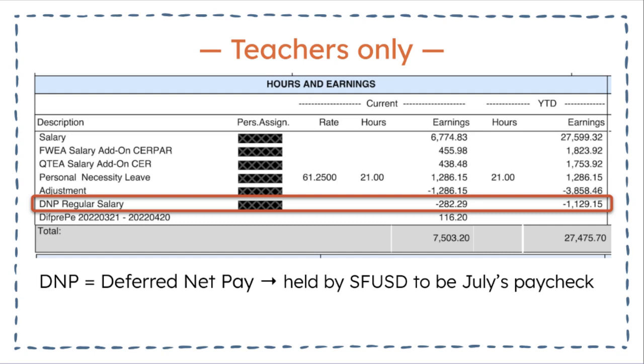For a teacher that stays the full school year, this means 11 months of earnings get reported to CalSTRS. But in order to issue 12 paychecks to teachers, as part of a union negotiation to make sure teachers still get a paycheck in July, SFUSD had to apply a new method called Deferred Net Pay, or DNP. DNP is a small amount that's withheld from each paycheck each month, which is why it's a negative number on your pay stub, and it should be the same amount on every single pay stub.